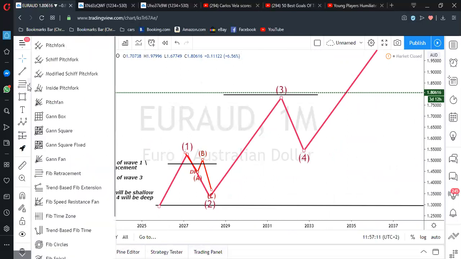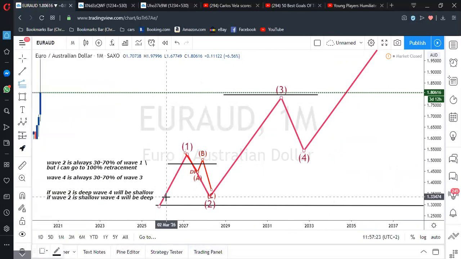We'd come here, and then this is it: the trend-based Fibonacci extension. That's the one we use. You start at the bottom of wave one, right? Fibonacci is always used only to find the top of wave three.